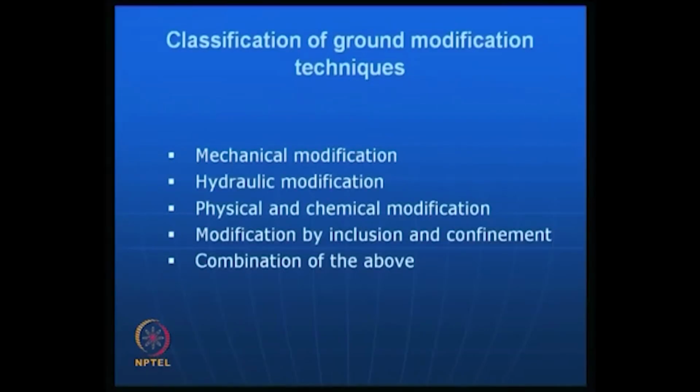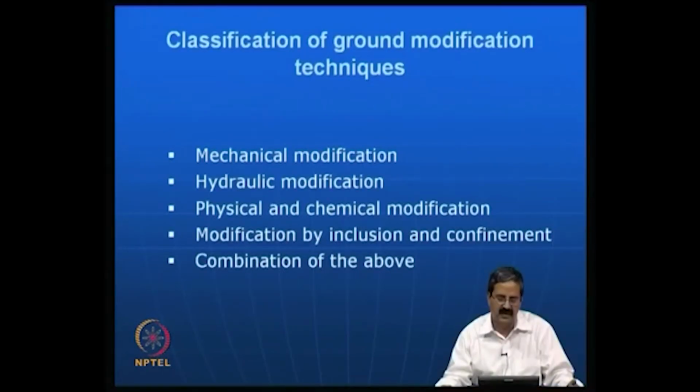I would like to classify the ground modification techniques or improvement techniques in different ways. One is called mechanical modification, in which, for example, by compacting the soil, you can increase the density of the material, like you can put some rollers in the field and see that compaction is achieved. This is called mechanical modification.